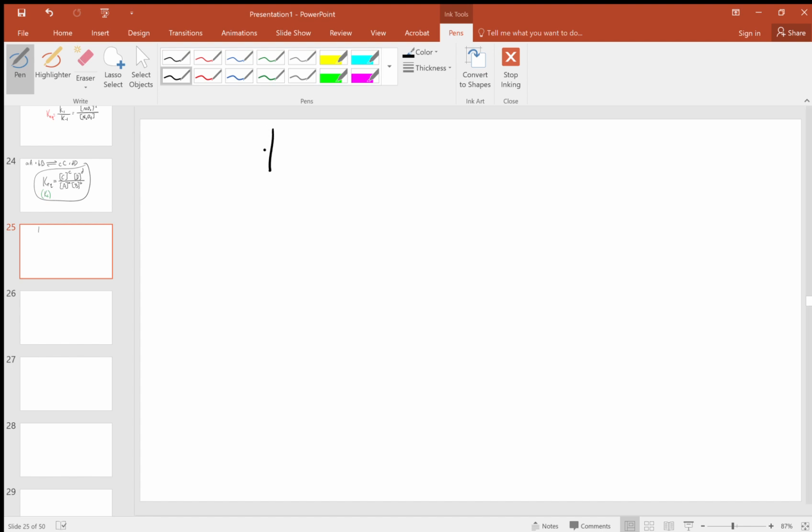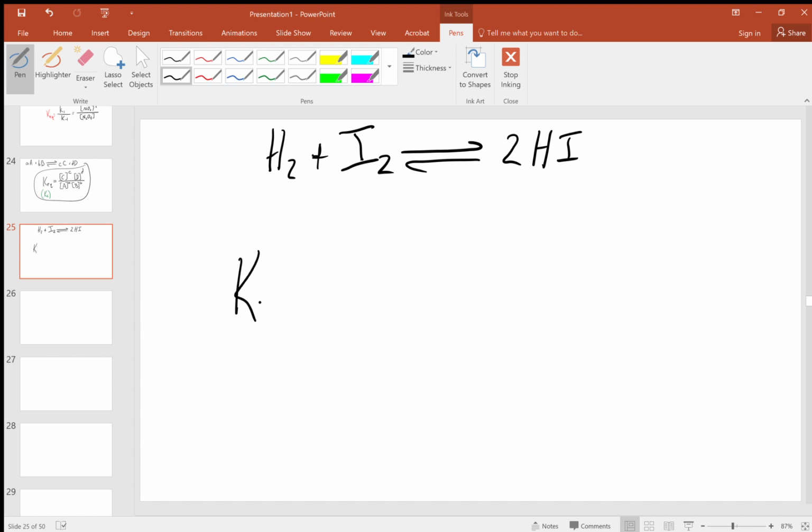So let's do one. So here's H2 plus I2 gives us 2 hydrogen iodide, and it's already balanced, so I'm going to save you the trouble of doing that. So all we need to do here is take our equilibrium constant, and again, in the numerator go our products, the denominator are our starting materials. So what are our products here?